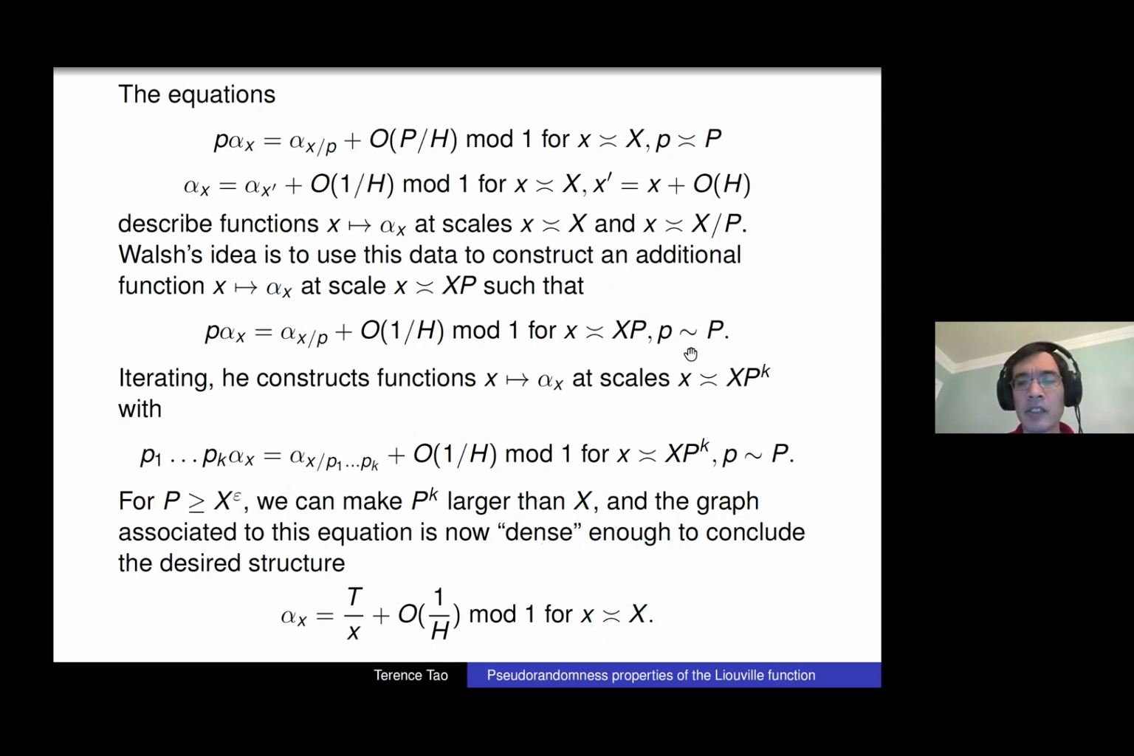All right. So he has this idea which he calls contagion. You have some frequency function which lives at scale x, and you have another frequency function which lives at scale x over p, which I also call alpha, and they're connected together by these various equations. And he's able to synthesize all this data together and create a new function at a bigger scale, x times p, which he also calls alpha. He can extrapolate the structure to a much bigger scale, and you can keep iterating.